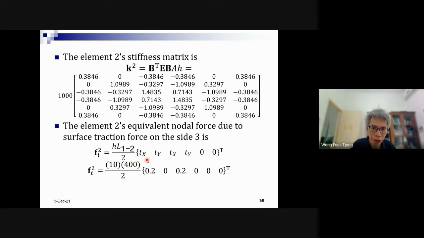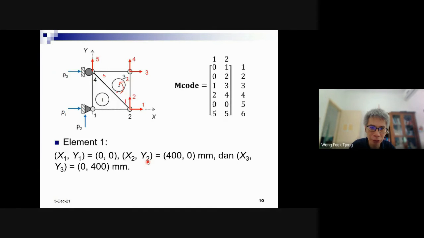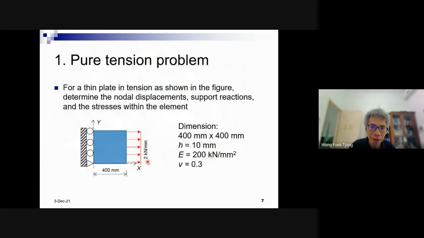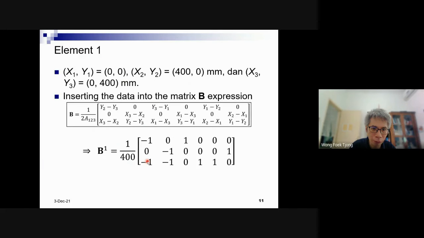The surface traction. But what's given in this formula is the surface traction should be in the force per unit area. Here it is given in the unit of force per unit length, you see. So we should divide by the thickness. So this becomes 0.2, and then we apply it to the formula. When you're applying this formula, be careful.